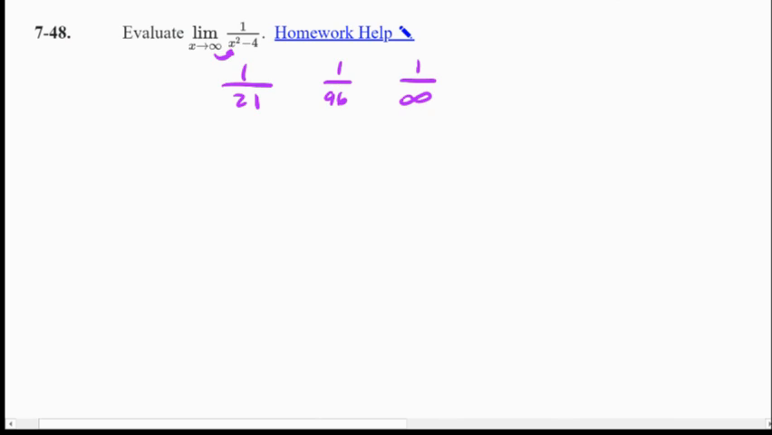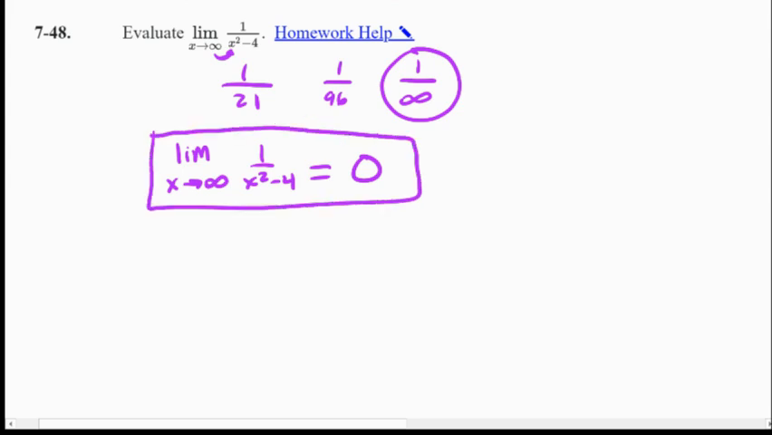And so as x goes towards infinity, what's happening to this overall value is we're taking 1 and dividing it by a bigger and bigger number, meaning it's getting smaller and smaller and smaller, which tells us that it's getting closer to 0. So the limit as x approaches infinity of 1 over x squared minus 4 is equal to 0, since we are approaching 0 as x approaches infinity.